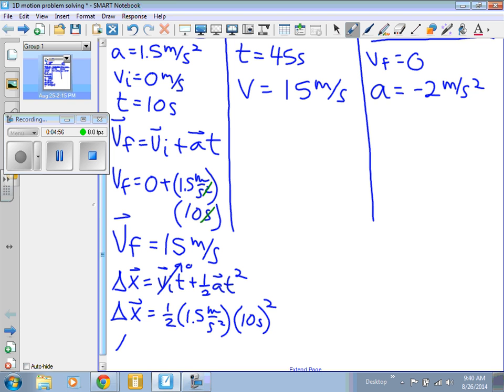So then we can double check with our units. We have meters per second squared, and then seconds squared there, so that cancels with that, and we're left with meters. So those are the correct units. And then we have 100 times 1.5, which would be 150, divided by 2, which gives us 75 meters. So the bus travels 75 meters for that portion.